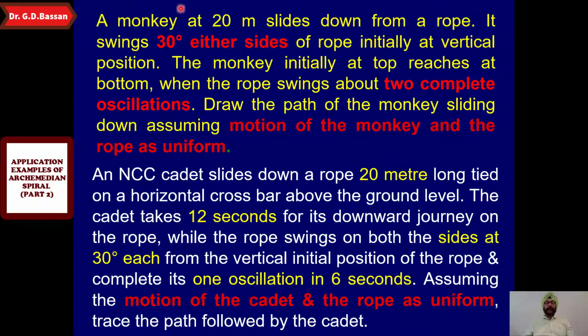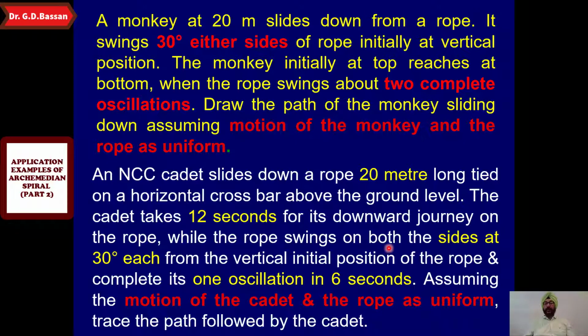Now let us see how the same type of example can be asked in another way. Here an NCC cadet slides down a rope 20 meters long tied on a horizontal crossbar above the ground level. So the total height is given as 20 meters. The cadet takes 12 seconds for the downward journey on the rope. So for 12 seconds the cadet slides from the top and reaches the bottom. That is, the total journey of the cadet is 12 seconds.